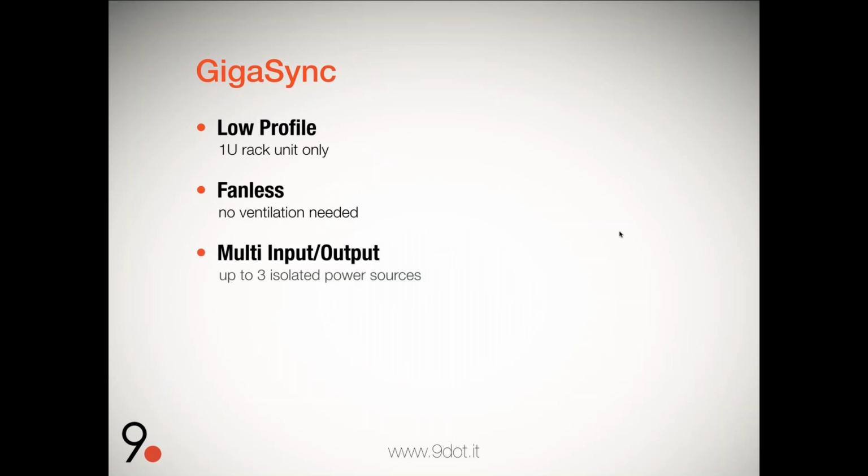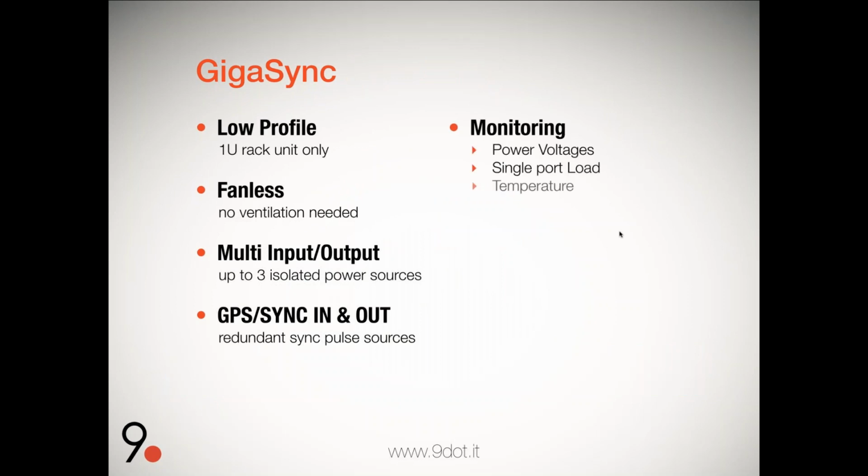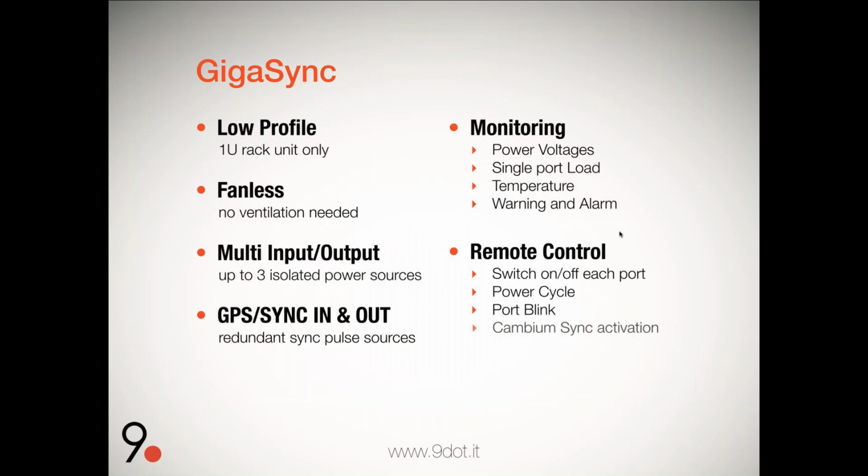Just one rack unit, no ventilation needed, no heat on the unit. Multi-input and output, so 3 isolated power sources, GPS in, out, and redundancy of the GPS sync ports, because if you power Cambium devices, you absolutely don't want them to lose the sync.